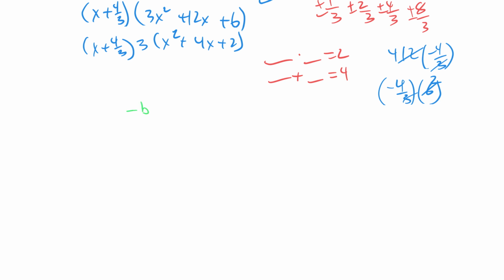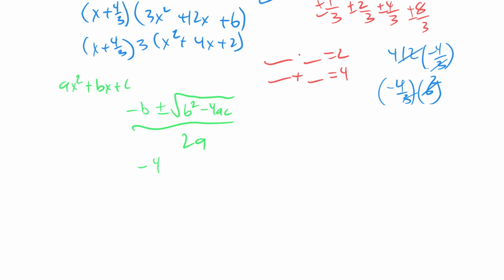Minus b plus or minus the square root of b squared minus 4ac, all over 2a. This is when you have ax squared plus bx plus c. So in our quadratic, we can notice that the a is just a 1, the b is a 4, and the c is a 2. All right, let's rock and roll with the quadratic.